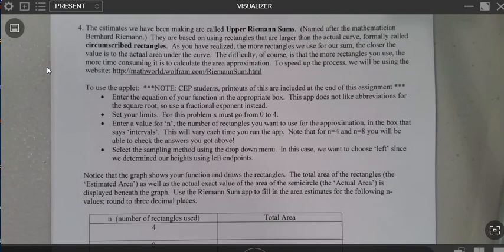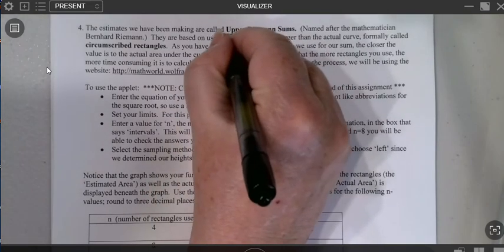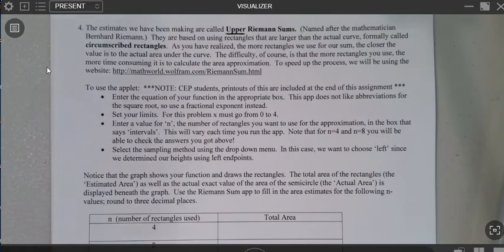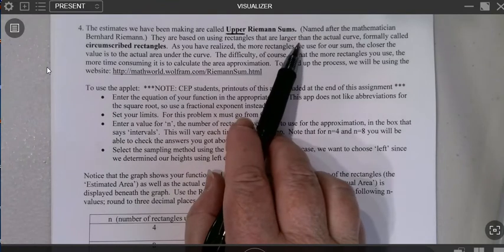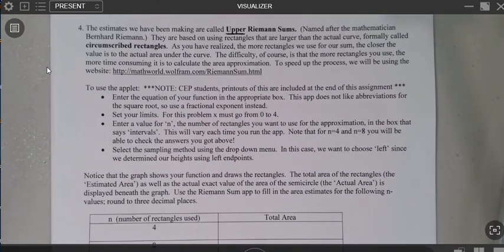These estimates that we've been making are called upper Riemann sums. Again, mathematician Bernhard Riemann is the source of the name there. And the reason that they're called specifically upper sums is they're based on using rectangles that are larger than the actual curve. Formal name for that is circumscribed rectangles. And as we've talked about, and by the time you get here, you'll totally have realized, the more rectangles we use, the closer we actually get to the true area under the curve.